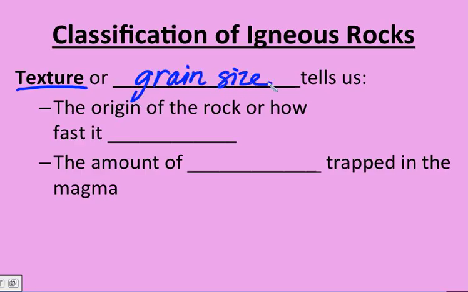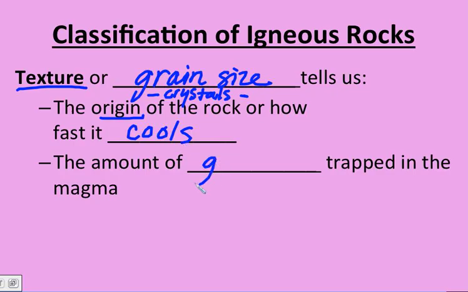And when we say grain size, we're looking at how big the crystals are. Okay, we want to see, can I see the crystals in the rock or not? And that grain size is really going to tell us two things. It's going to tell us the origin of where the rock cooled, as well as how fast it cools. Okay, so it really tells us where the rock came from and how fast it became a rock from that molten state. That's pretty cool.